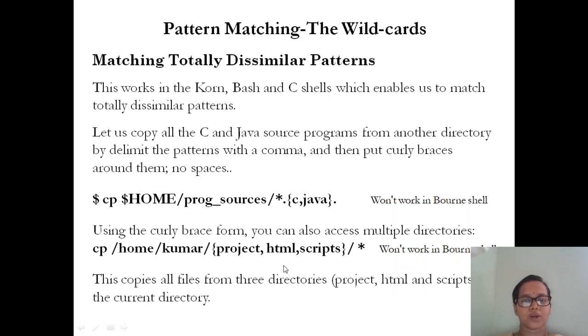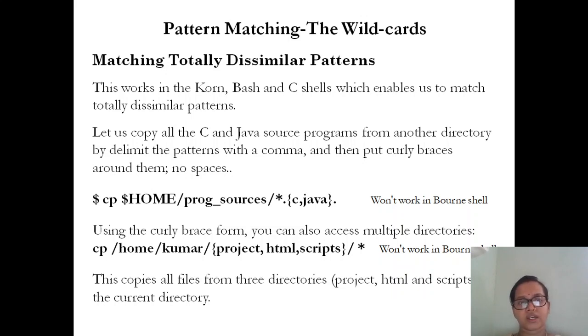Okay, so now coming on to the next type, which we will say is totally dissimilar. Still we want to match the patterns. At that time, one more thing: we have already seen what types of shells we have. In that, this type of total mismatch will work only in Korn, Bash and C shell. So in order to do that, we will take one instance of how this will work. Let us assume that we want to copy all the C and Java source programs from one directory to another directory.